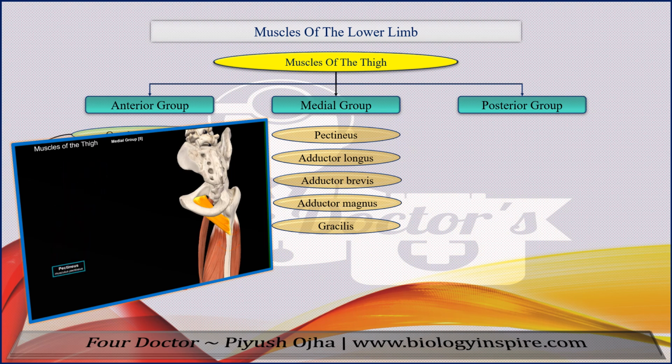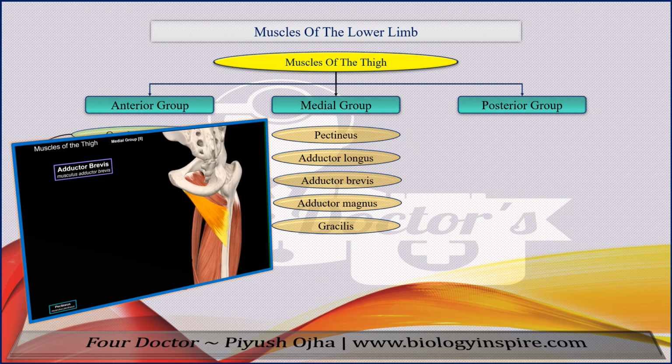So that's this one. Then we have the adductor brevis, and the adductor brevis, as you see here, originates from the inferior pubic ramus, and it inserts at the medial lip of linea aspera, and its function is adduction and flexion of the thigh, as well as externally rotating the thigh, just like the pectineus.